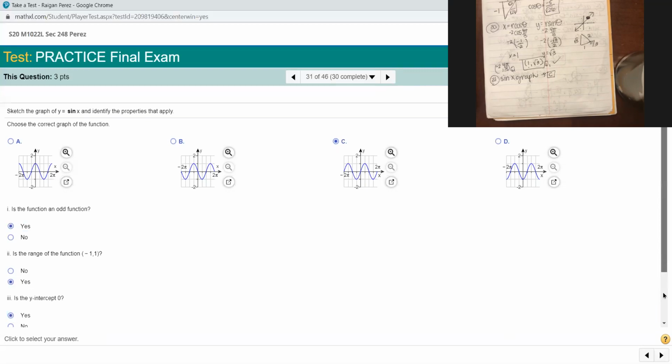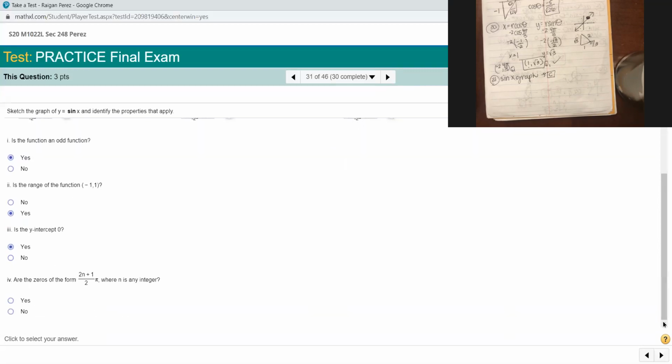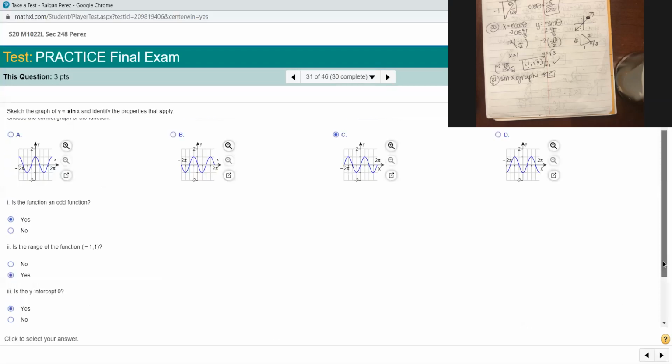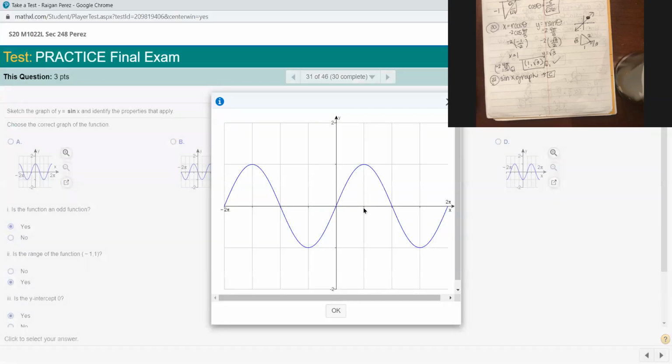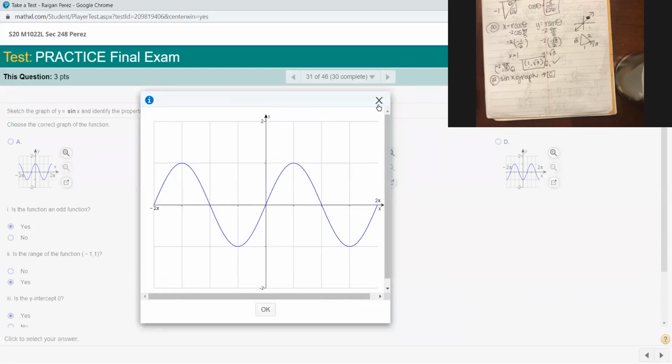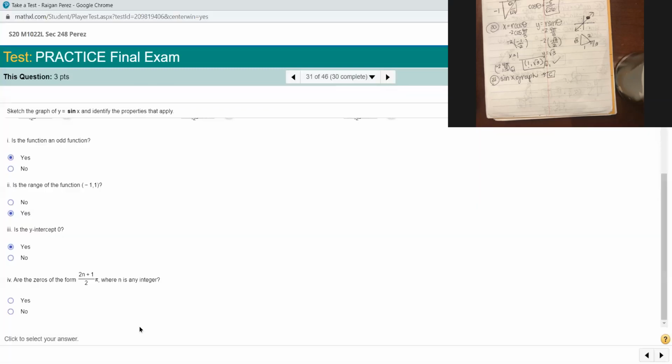Are the zeros of the form (2n plus 1) over 2 pi? We're in it. So plug in 0, or you can plug in 1, it doesn't really matter. If I plug in 0, I get 1/2 pi, so it's pi over 2. Is that a zero of the function? Pi over 2 is right here. This is pi, this is pi over 2. No, it's a maximum of the function. So your answer for that is no.